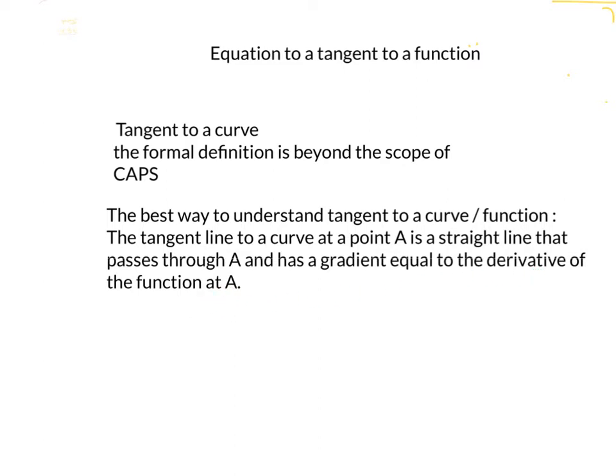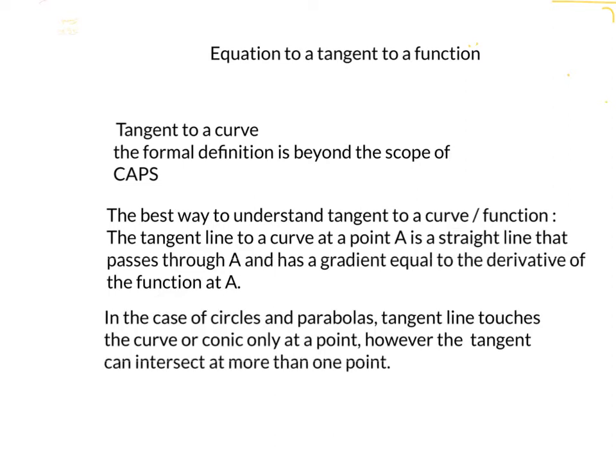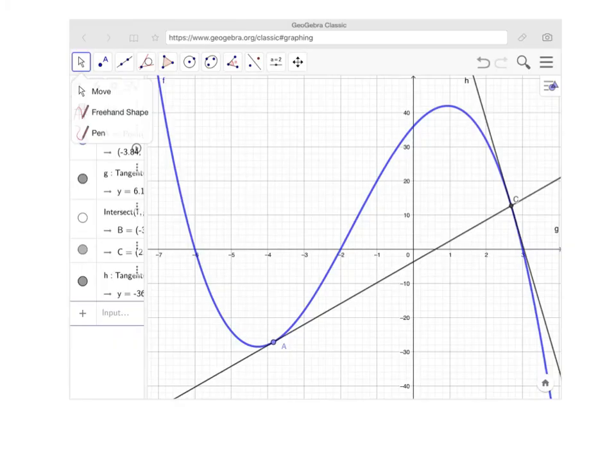I have seen many learners have the wrong notion that the tangent implies it touches the curve only at a point, which is wrong. Yes, in the case of circles and parabolas, a tangent line touches the curve only at a point. However, the tangent line can intersect the graph at more than one point, but it will be a tangent only at one point. And we will see how we can visualize this tangent to a curve.